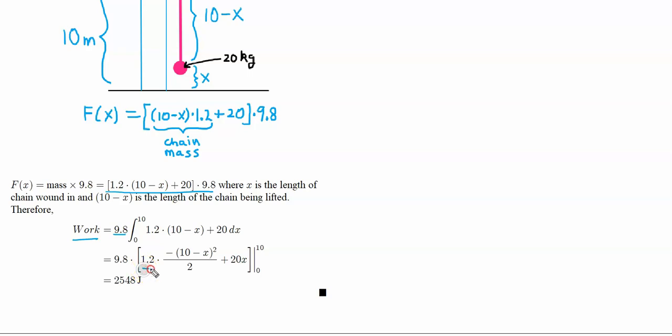The antiderivative of that is right here. Remember, the antiderivative of a constant, 20, is 20 times x. The antiderivative of the term 1.2 times (10 minus x) is negative 1.2 times (10 minus x) squared over 2, right there. Then we just have to evaluate that from 0 to 10. You put 10 in for x, 0 in for x, and subtract, and you will get 2,548 joules.